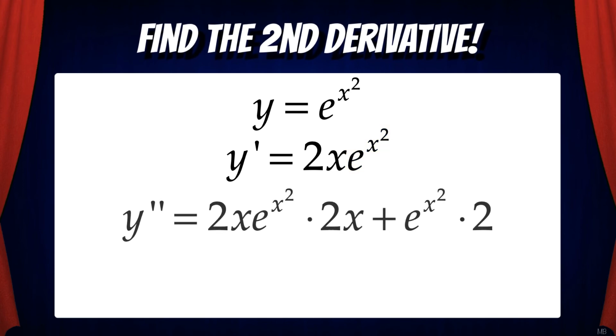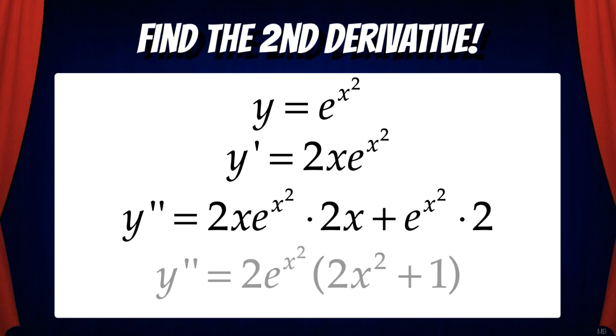So our derivative is 2x times e to the x squared times 2x because of the chain rule, plus e to the x squared times 2. We can clean this up a little bit by factoring out 2e to the x squared and then multiplying by the quantity of 2x squared plus 1. That's the second derivative of y.